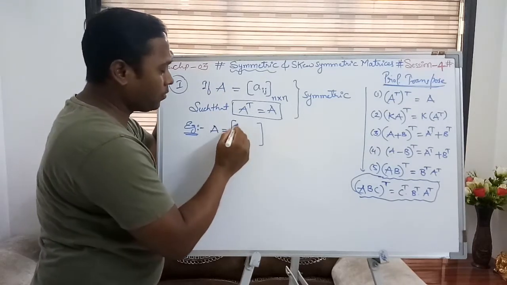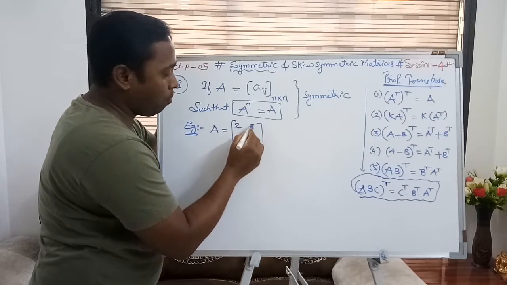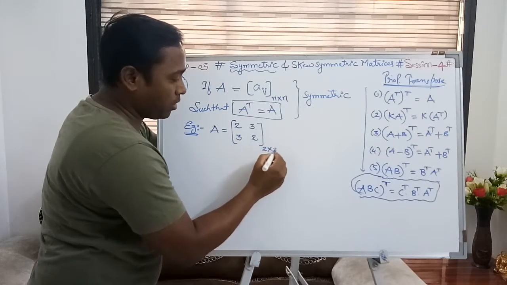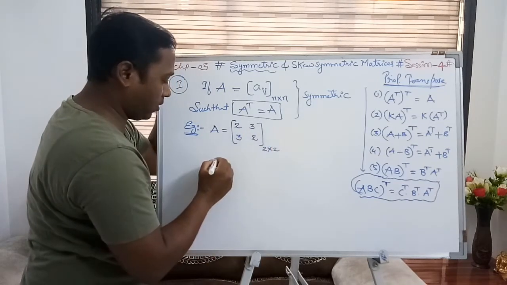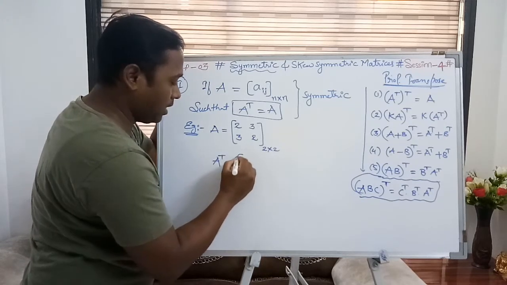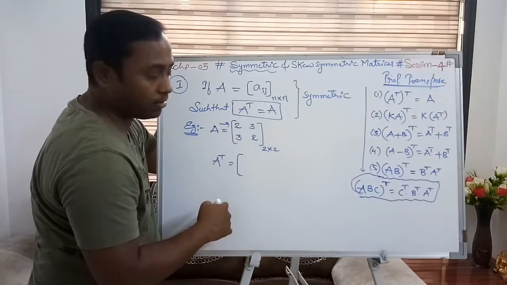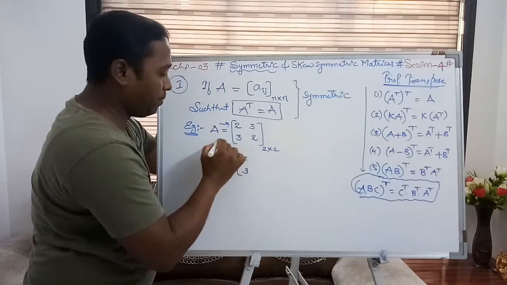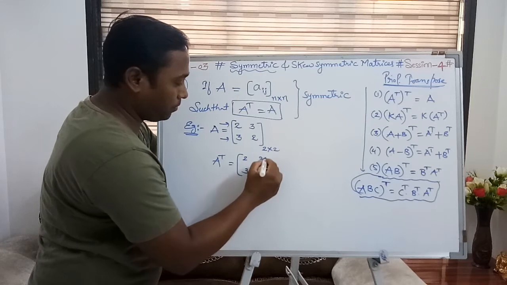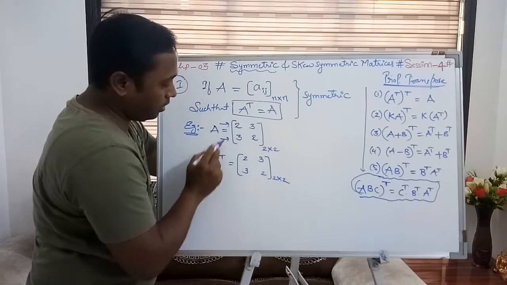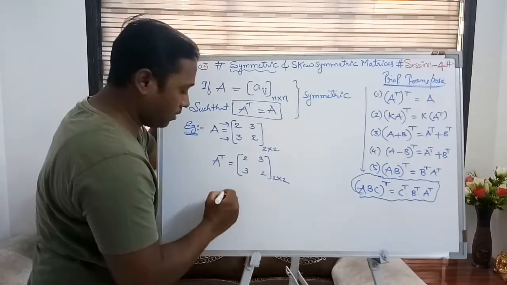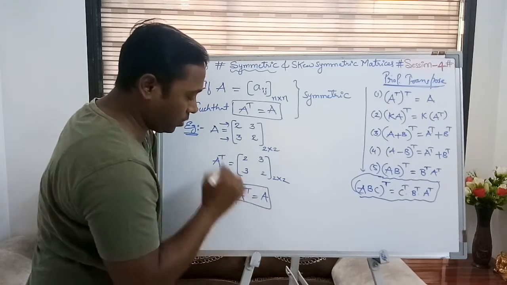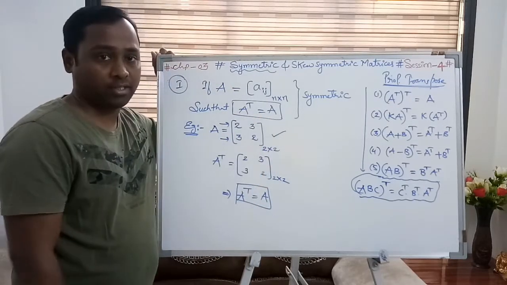Now I'm taking one example here: 2, 3, 3, 2. So it's a 2 by 2 matrix. Now if I do the transpose of this matrix, A transpose, simply take row wise and write column wise, or you may take column wise and write row wise. I am taking row 1 and writing it in column 1. I am taking the second row and writing it in the second column. You will see both the matrices are identical. Hence from here I can say A transpose is equal to A, or A dash is equal to A. Hence this is a symmetric matrix.